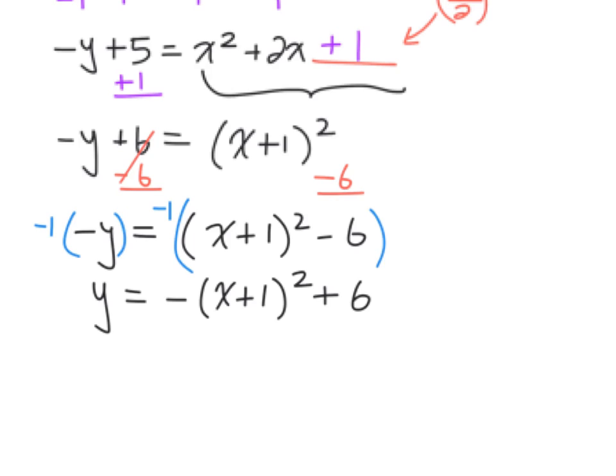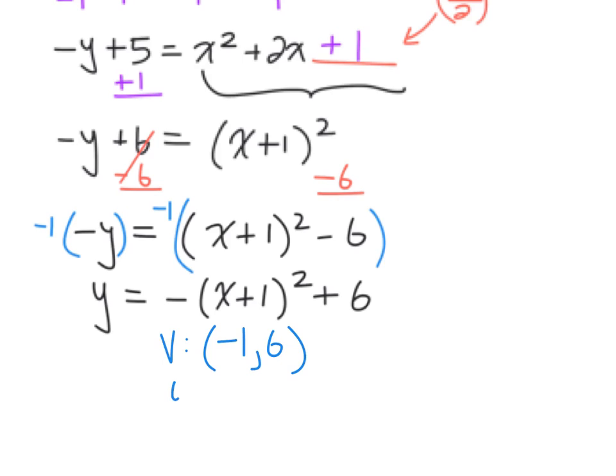From this, just like in the do now, we learn a lot of stuff. We can state the vertex, which would be what? -2, 6. -1, I'm sorry, -1, 6. I copied this down wrong. -1, 6.